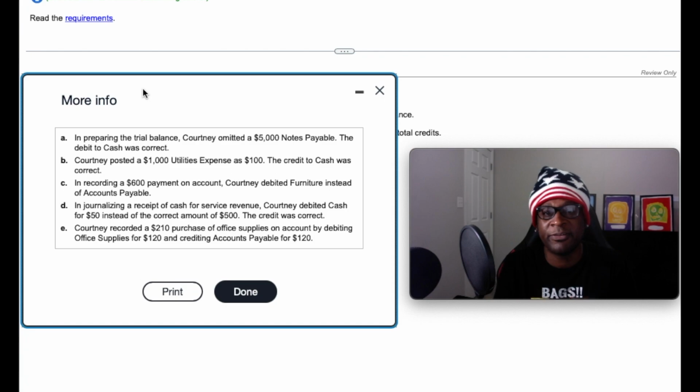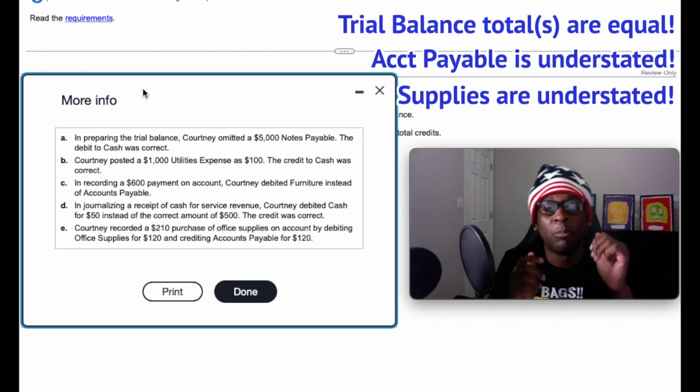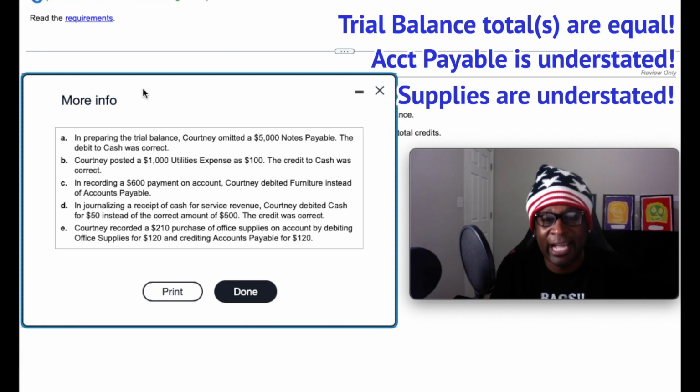So how does that affect the trial balance? Well, on the trial balance, the office supplies are understated as well as her liability accounts payable understated, both by $90. How did I get the $90, gang?